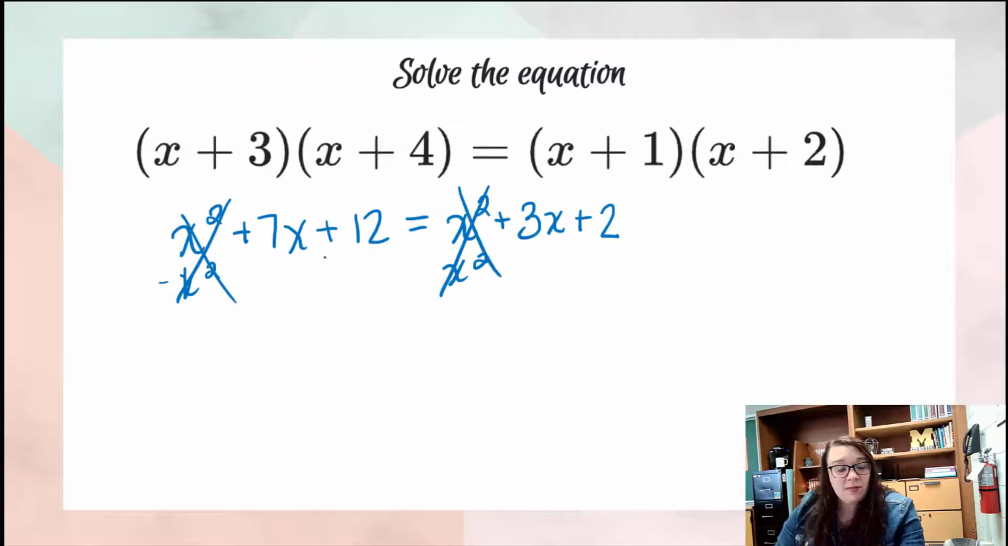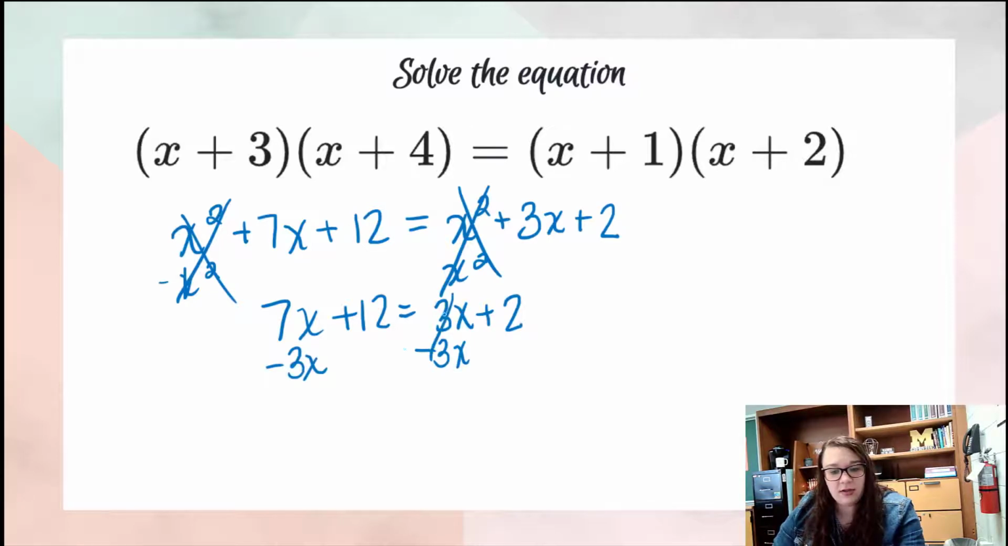So now I'm in normal equation land. 7x plus 12 equals 3x plus 2. We're used to these equations. Let's get all the x's to the same side. I'm going to decide to move the 3x to the other side. On the left, I have 4x plus 12. And on the right, I have 2. Then I can get the 12 to the other side, so all the numbers are on the right. So I've got 4x equals negative 10.